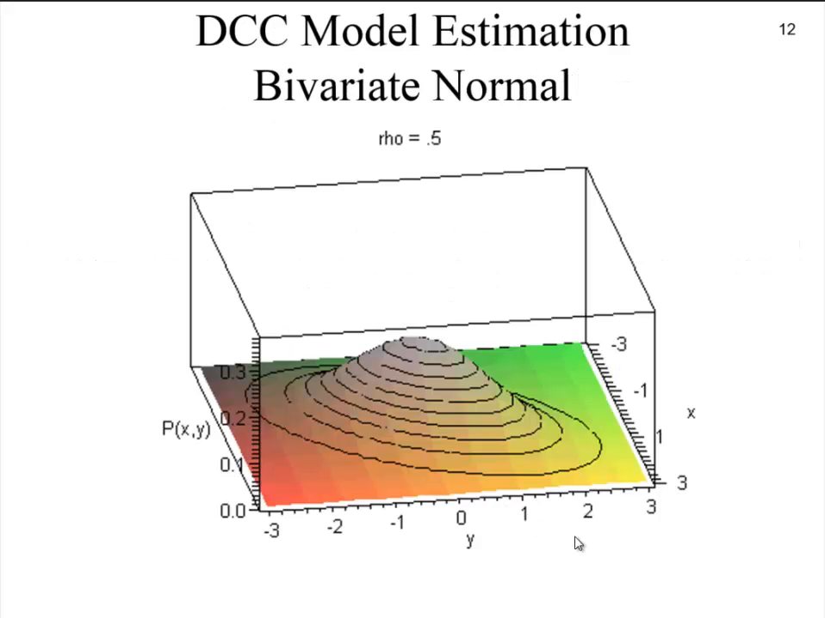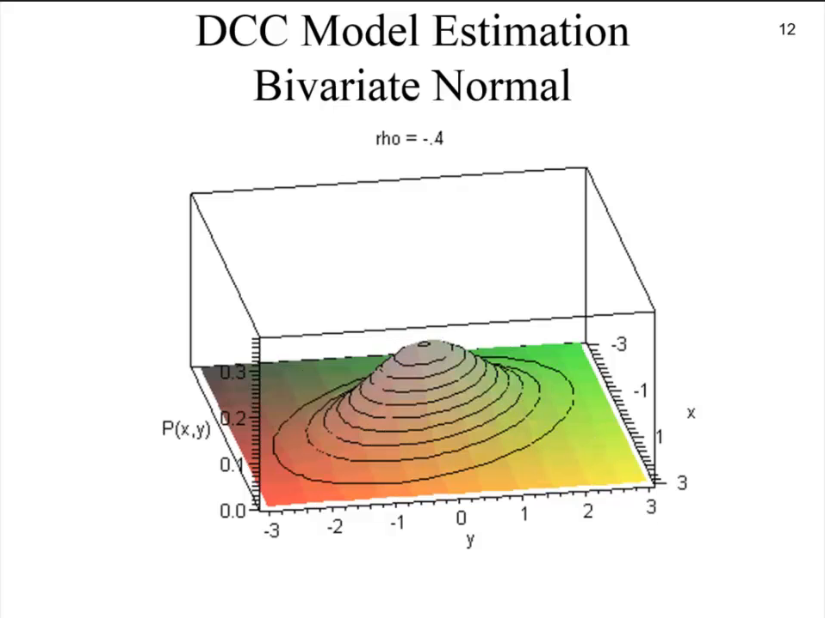Now we turn to the DCC model estimation. We use the bivariate normal distribution. On the x-axis, we're going to have the standardized returns for asset Z1. And on the y-axis, we're going to have the standardized returns for asset Z2. Notice that it goes from -3 to 3 in both cases. This surface up here is going to show the probability of Z1, Z2. So as the correlation rho changes, the surface is also going to change, which means that the joint probability distribution is a function of the correlation.